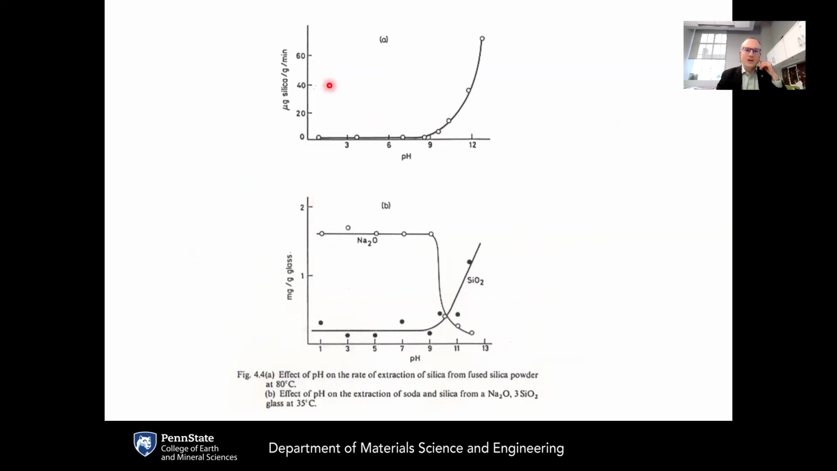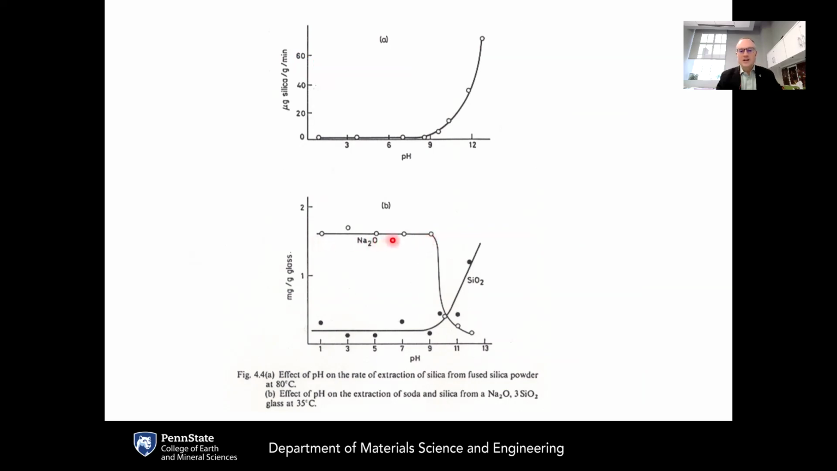These plots show the mass of silica that gets released as a result of corrosion on the top, and then the mass of the glass overall that gets released as a function of pH. The open circles show the mass of sodium oxide that gets released versus the mass of silica that gets released in a sodium silicate glass. And what we see on the lower plot, at lower pHs, so at pHs below 9, by far the greatest attack is on the sodium oxide itself.